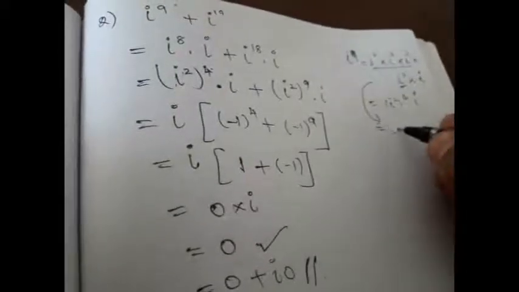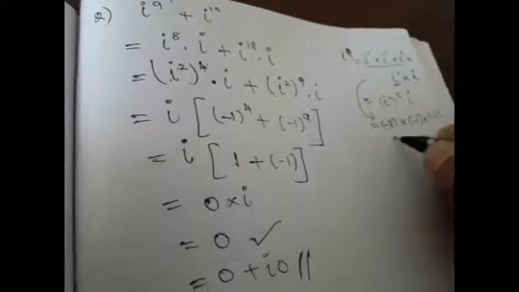This is minus 1 into minus 1 into minus 1 into minus 1 into i. So minus 1 into minus 1 is plus 1. Again minus 1 into minus 1 is plus 1. 1 into i is going to be i. Hope you understood. The same way you can do it for i power 19. Now let us see the next problem.